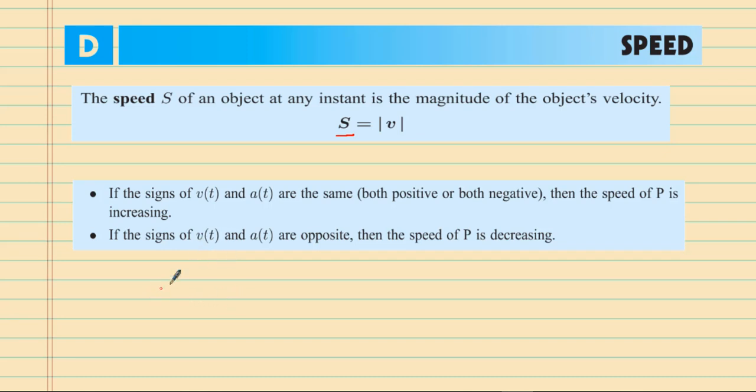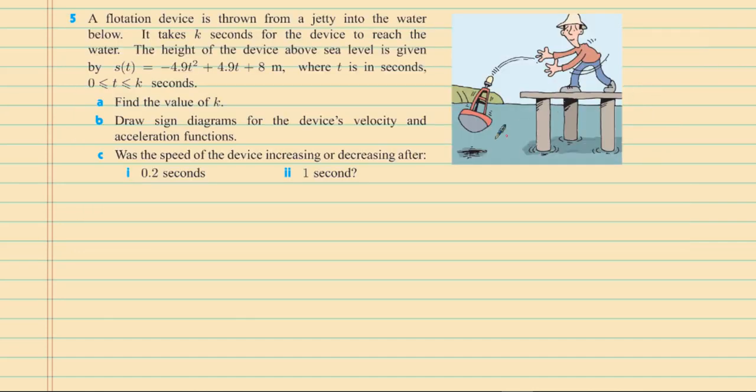To find it out, we need acceleration. If the sign of acceleration and the velocity are the same during some time interval, it can be both positive or both negative, it means that your speed is increasing. If, between some time intervals, your velocity and acceleration have different signs, it means that your speed is decreasing. Let's see in practice.